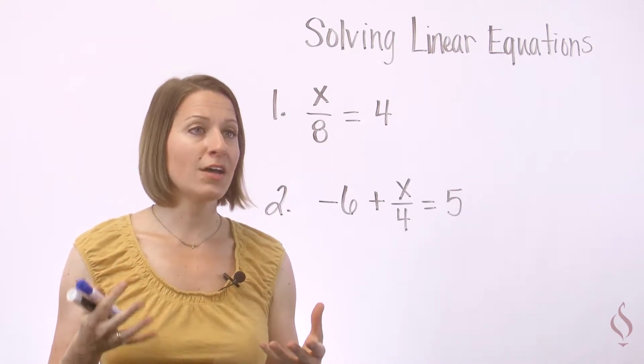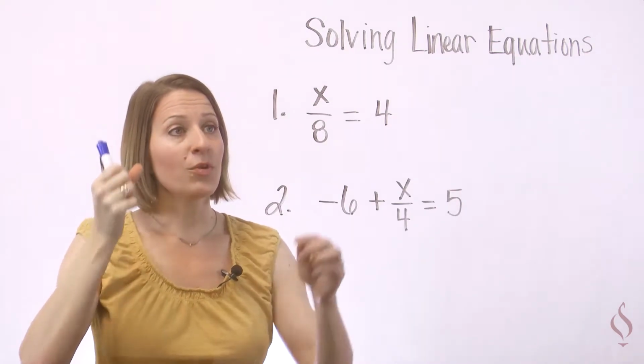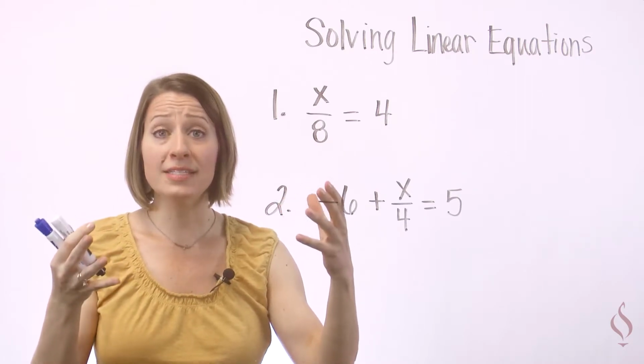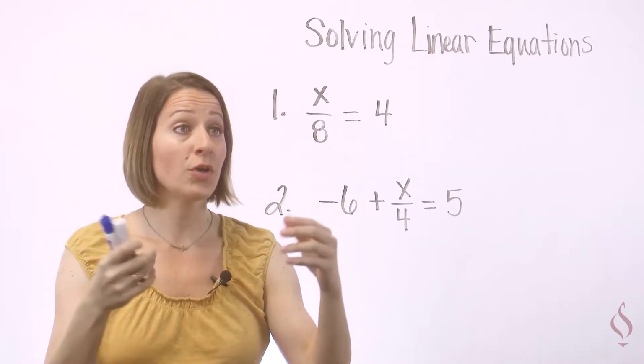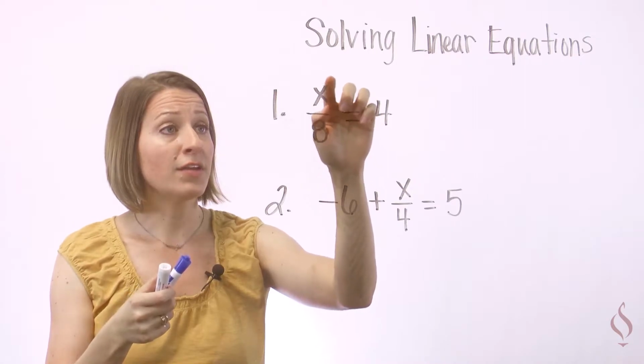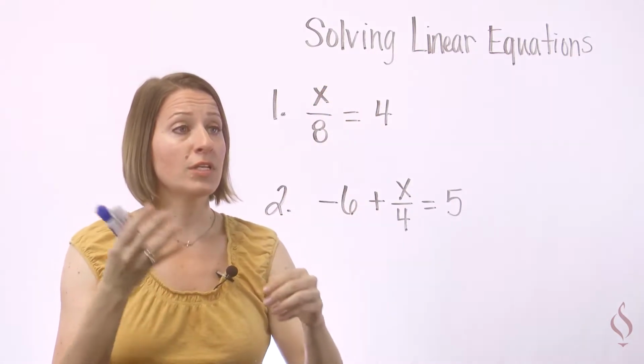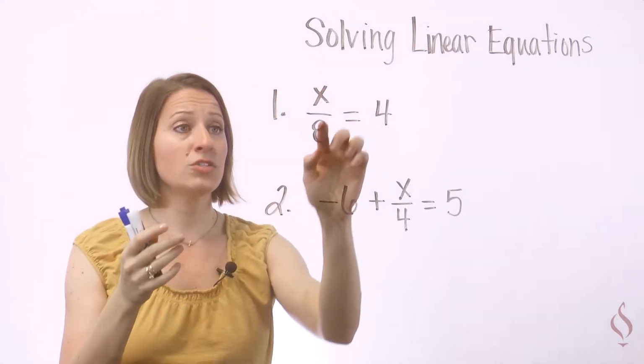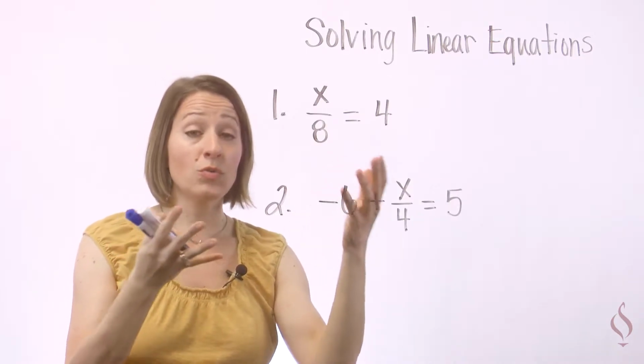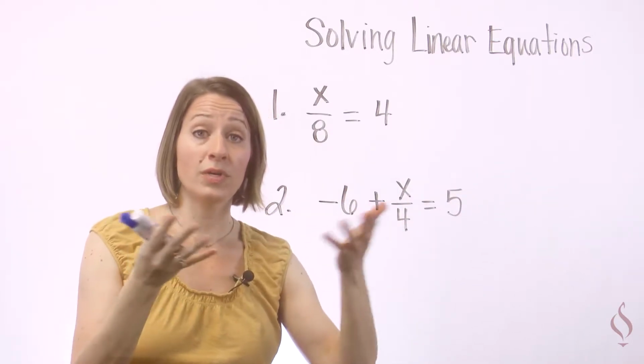So the key to solving these problems is that we want to isolate. This word isolate means to get alone. We want to isolate the variable, because once we have it boiled down to just the variable, it will equal a value and we'll be down to our final answer.